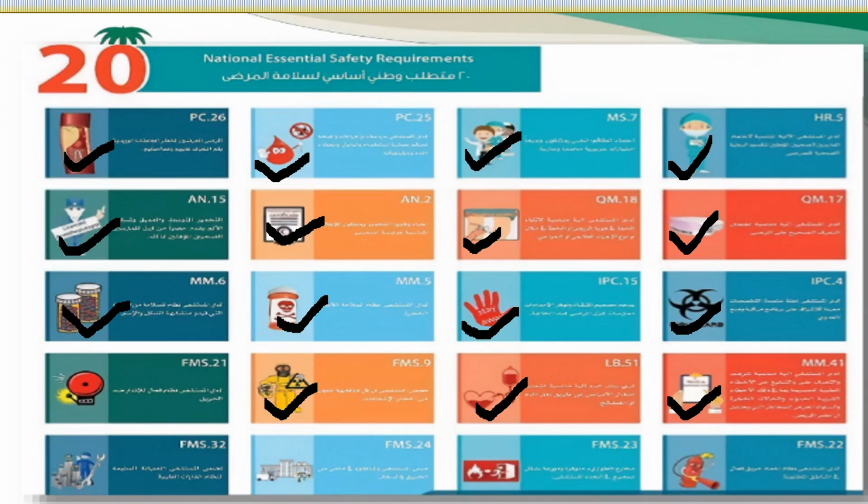FMS9, radiation hazard. FMS21, the effective alarm system. FMS22, the fire suppression available in the required area. FMS23, the fire exits are located properly. FMS24, the hospital and its occupants are safe from fire and smoke, and it has something to do also with the no smoking policy. And finally, FMS32, that the hospital ensures proper maintenance of medical gas system.